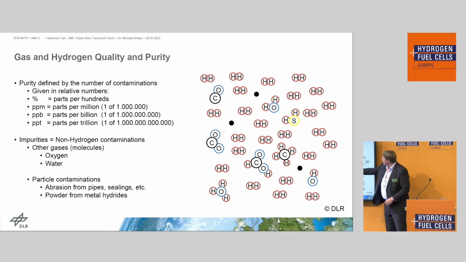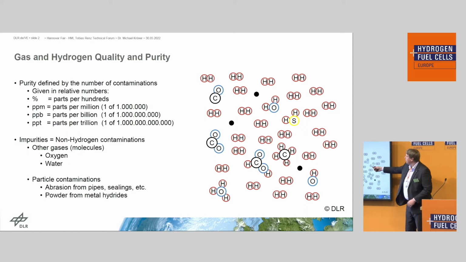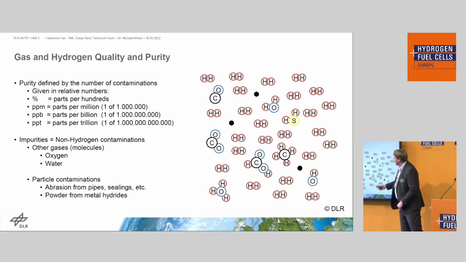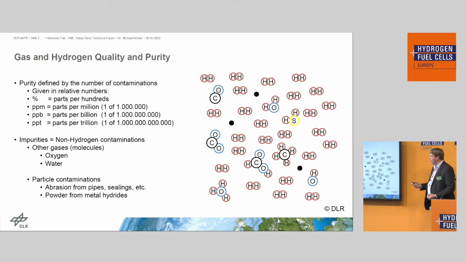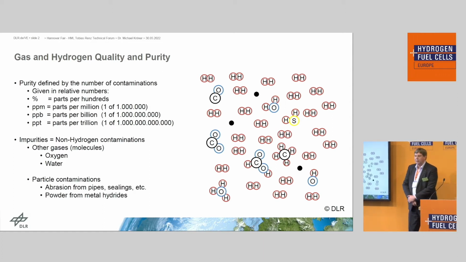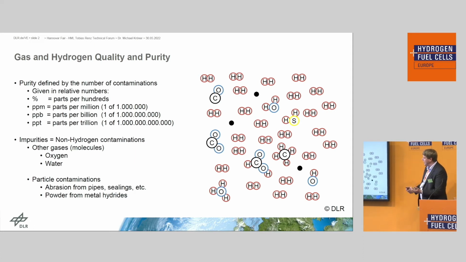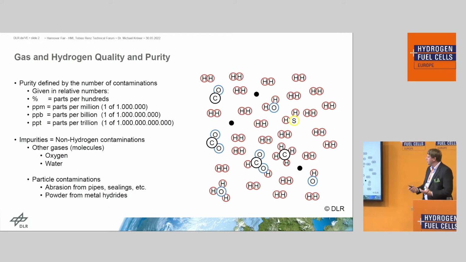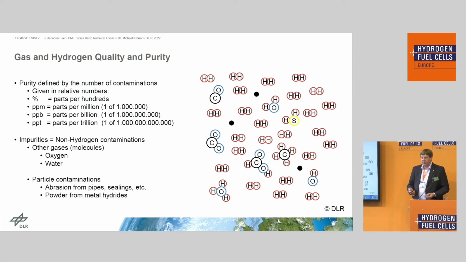You have seen hydrogen here, and somewhere in between there are different impurities, so non-hydrogen gases. And these can occur in parts per million or parts per billion. And this is important, especially in the use for fuel cell mobility or fuel cells. Impurities generally are other gases, molecules like oxygen, or it could also be water. But it's also, and I depicted it here in black, particle contaminations from abrasions from pipes, sealings, or powders from metal hydrides.